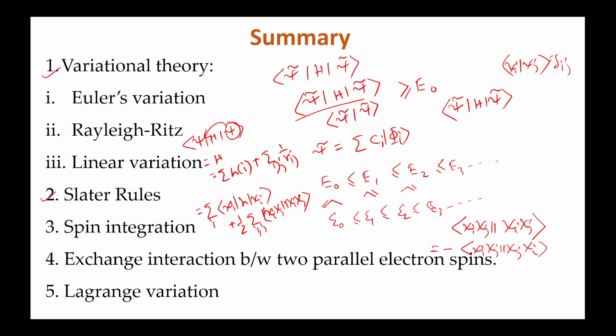So currently we have only learned the first Slater rule, which is just the expectation value, the summation of the Hamiltonian plus the Coulombic term. Yes, that's what you have learned so far.